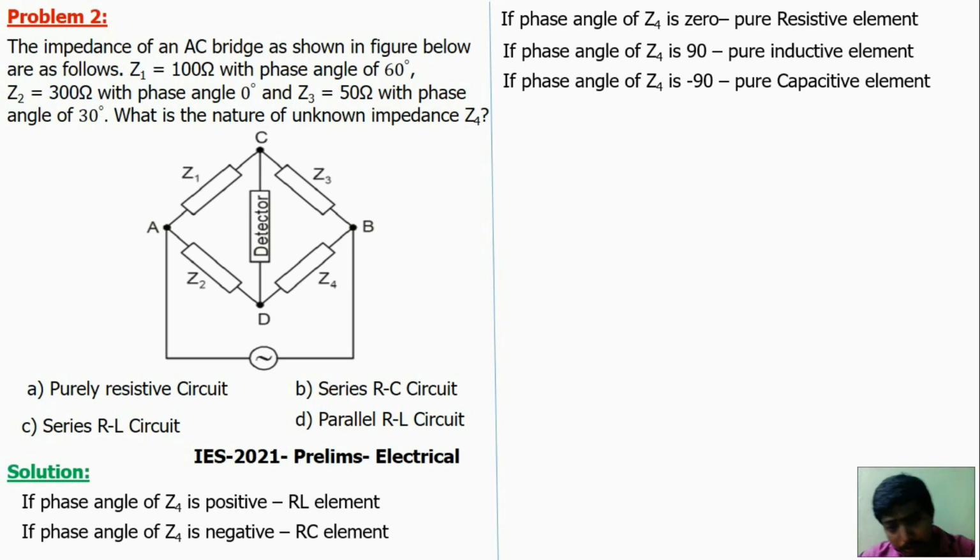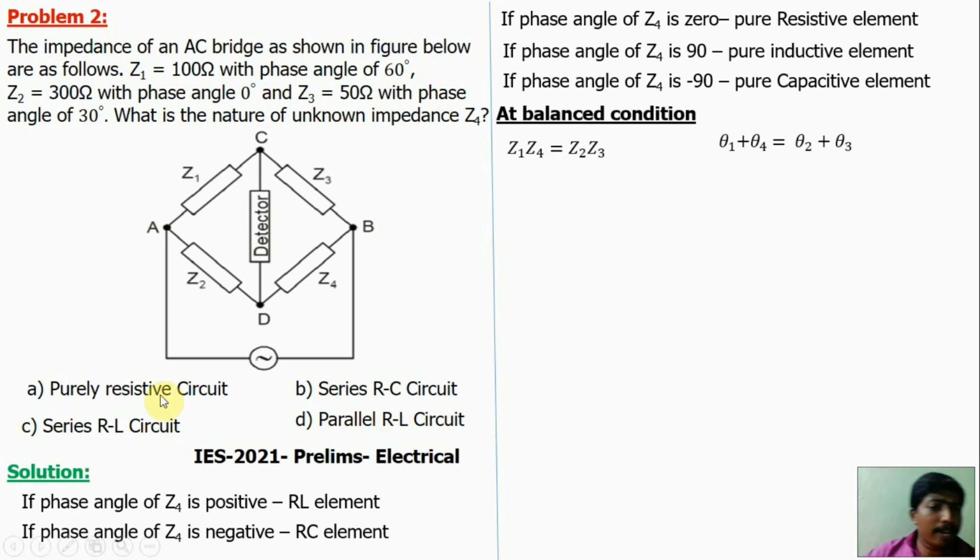So we know the balance condition. At balance condition, Z1 into Z4 is equal to Z2 into Z3. The phase angle shift theta 1 plus theta 4 is equal to theta 2 plus theta 3. This is the balance condition. So if you know the theta 4 value, we can identify the element. So theta 4 is equal to theta 2 plus theta 3 minus theta 1.